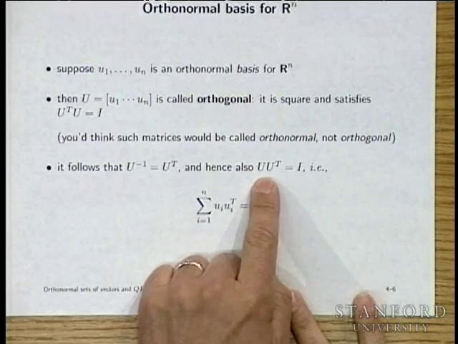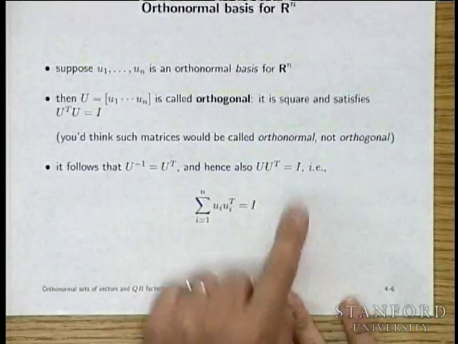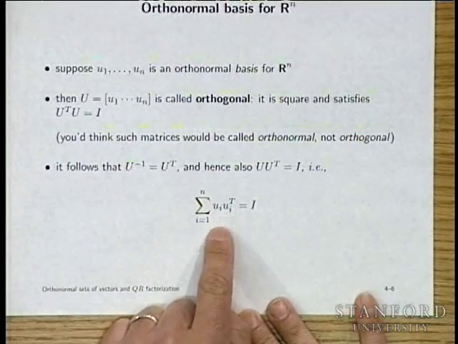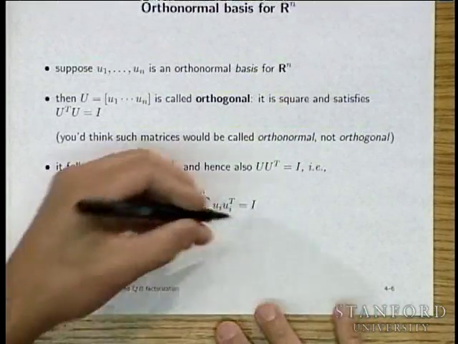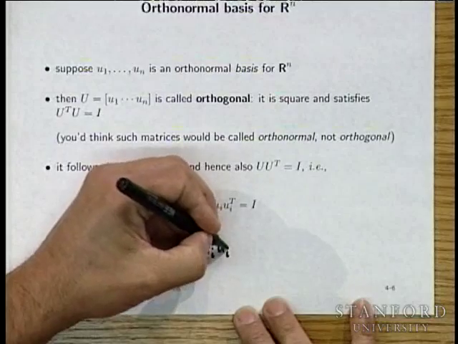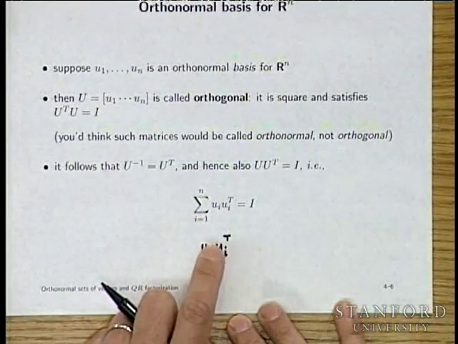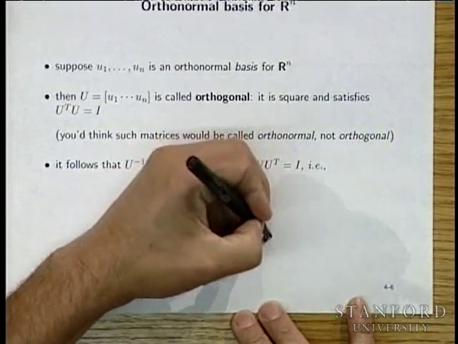So in this case, we conclude UU transpose is I. And that's a very interesting formula. It says this: the sum of u_i u_i transpose is I. Now, some people actually give a fancy name to a matrix of this form. This is often called an outer product.